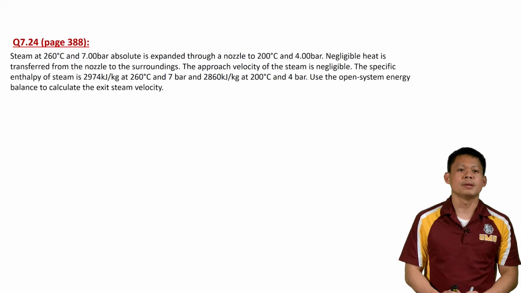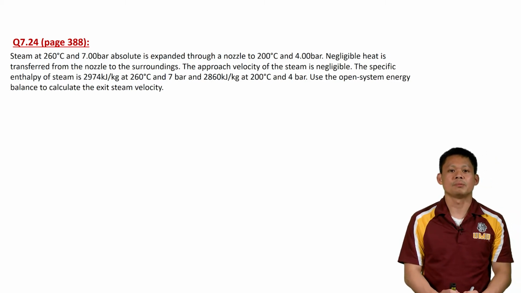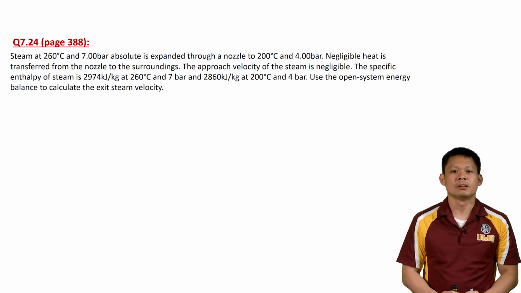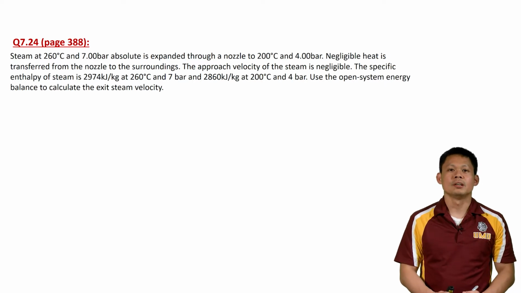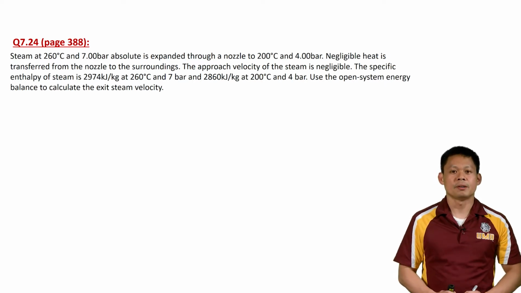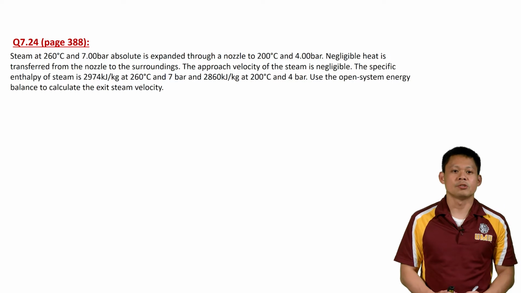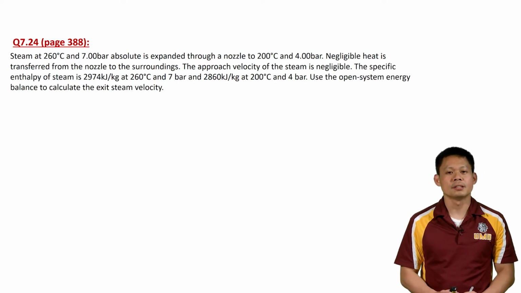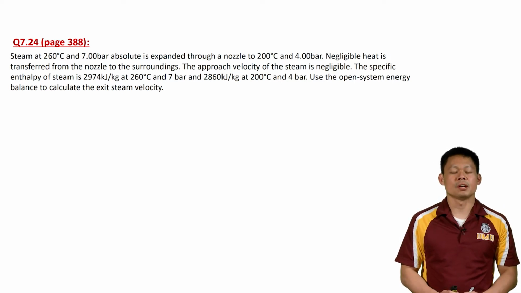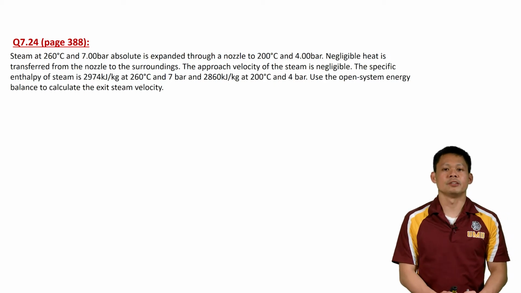Here we have steam at 260 degrees C and 7 bar absolute going through a nozzle. It's expanded through a nozzle to 200 degrees C and 4 bar. We are told that negligible heat is transferred from the nozzle to the surroundings, and we're going to assume that the approach velocity, the inlet velocity of the steam, is negligible.